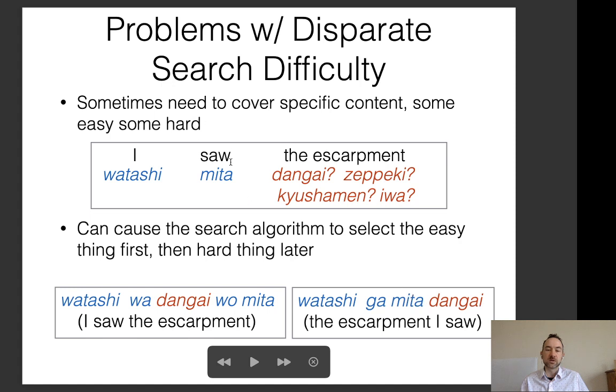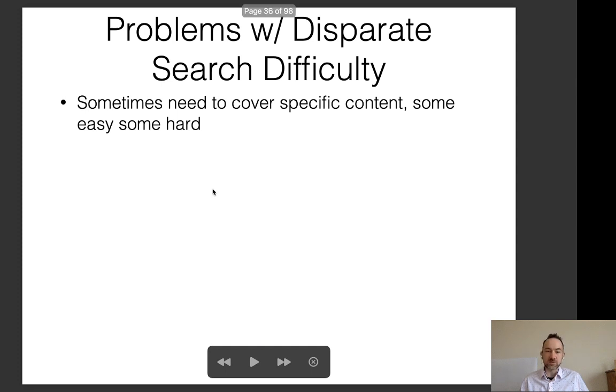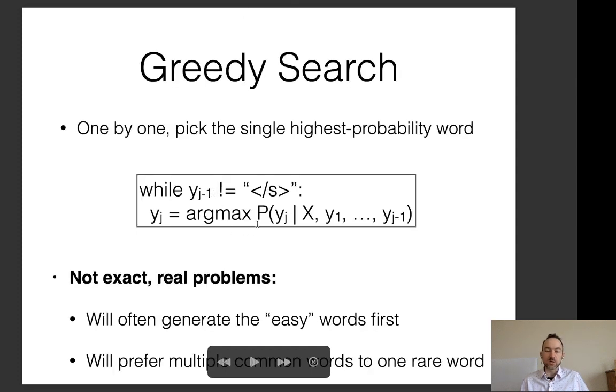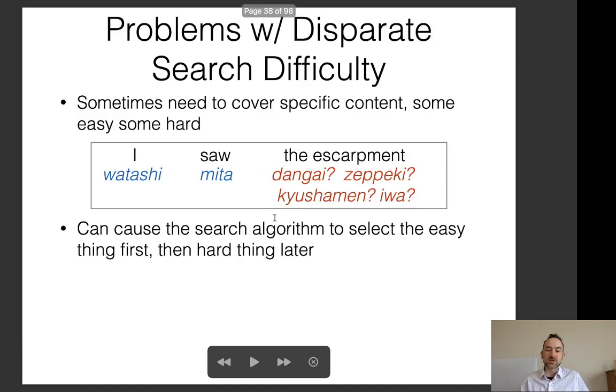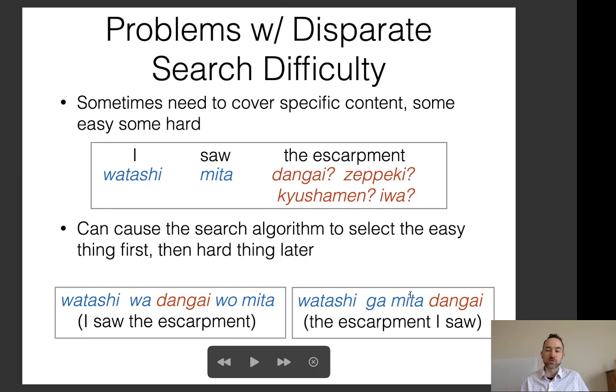So basically, it would output the words that are easy first because they would be favored by this kind of local argmax that we do over the words, and then once it's output this word once, it can't go back and revisit its decision because it's doing a greedy search where it is locked into the choices that it's previously made. So you might get a mistranslation where you get the word order incorrect, like watashi ga mita dangai, which means "the escarpment I saw" instead of "I saw the escarpment." So this is one example.